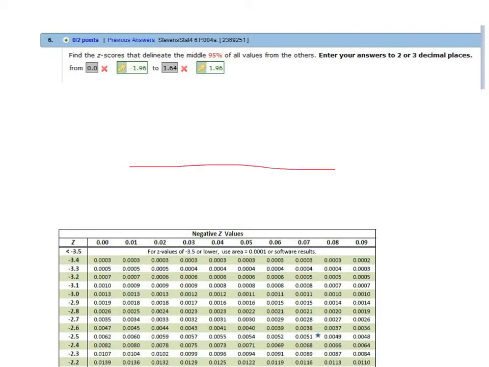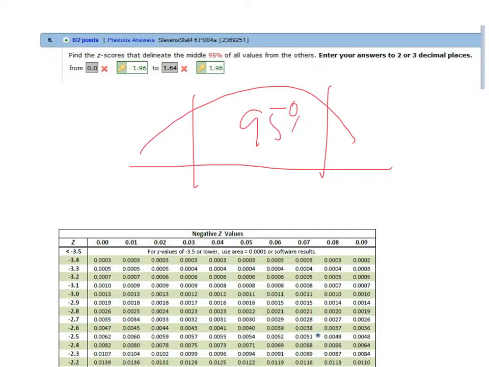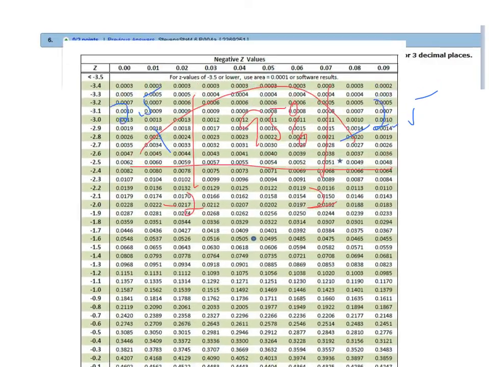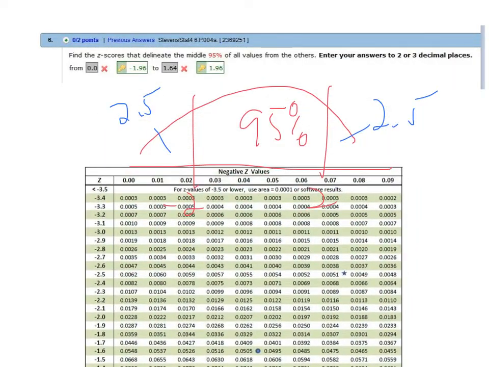Now this question's asking us, what z-scores cut off the middle 95%? Well, back when we were doing the empirical rule, or the 68, 95, 99.7 rule, we would say 2 to negative 2. Now they're asking us to be a little more exact. So if there's 95% in the middle, there's 5% outside of it in these two tail areas. So 2.5 and 2.5, right? So what we're going to do is go inside the table, and we're going to look for as close as we can get to 0.025, right? Because that's the decimal.